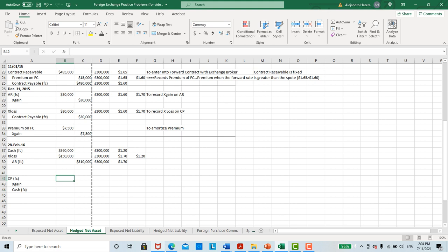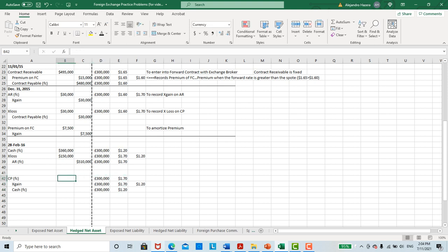So let's put these numbers in. You can see they're the exact opposite of these receivable transactions here. Okay, so this doesn't matter. The cash that you give up is worth $1.20. Your exchange gain is going to be equal to the 50-cent difference on each pound, and this is going to be $1.70 because of your contract payable, and this will be $1.20. Exact mirror image.